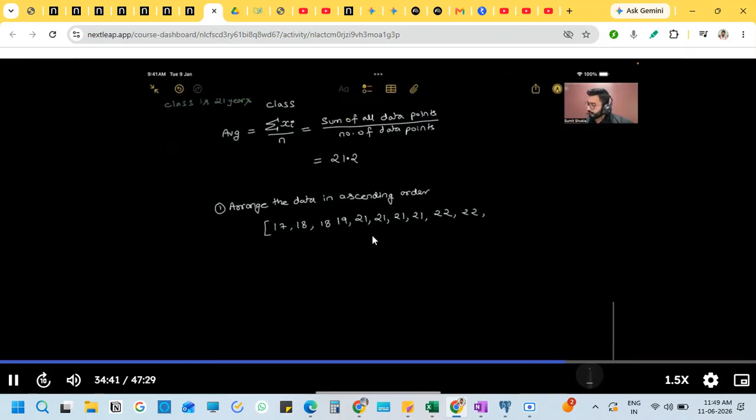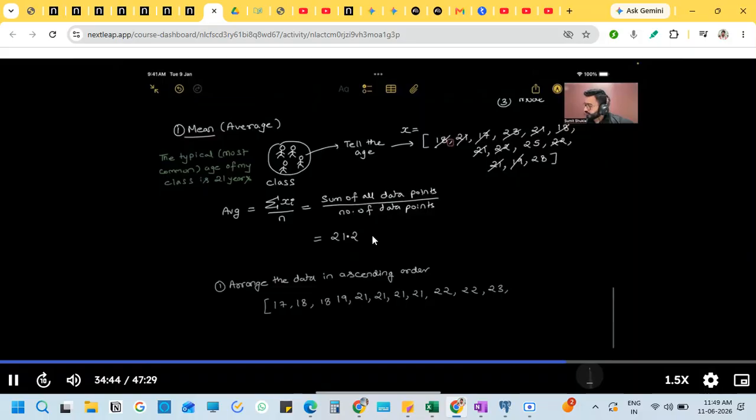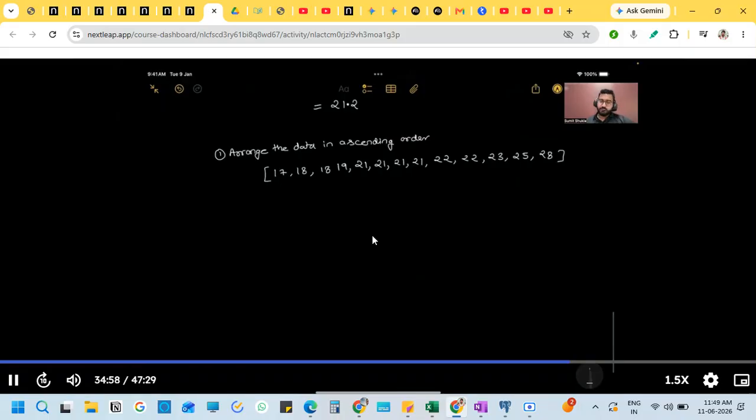So 23. We do not have 24. We have 25. And then we do not have 26. We have directly 28. So this is my data in ascending order, right?